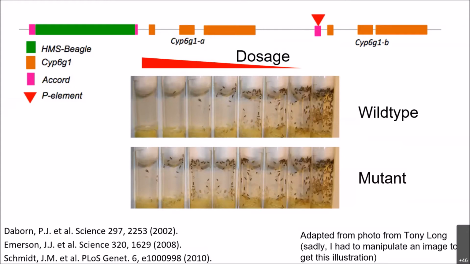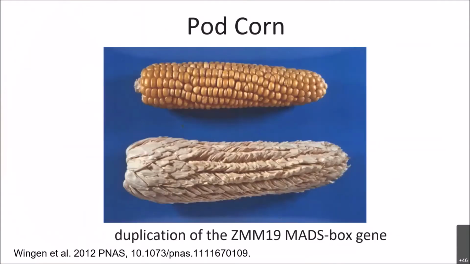Next slide. Another interesting mutation, which is also a duplication, is this duplication of the ZMM19 MADS-box gene in corn. This leads to an interesting phenotype called pod corn, where leaves encase each of the kernels, right? Each of these mutations that I've shown above, although some of them are under domestication, are spontaneous mutations that you see if you're a breeder or you just look in the wild. Next slide, please.